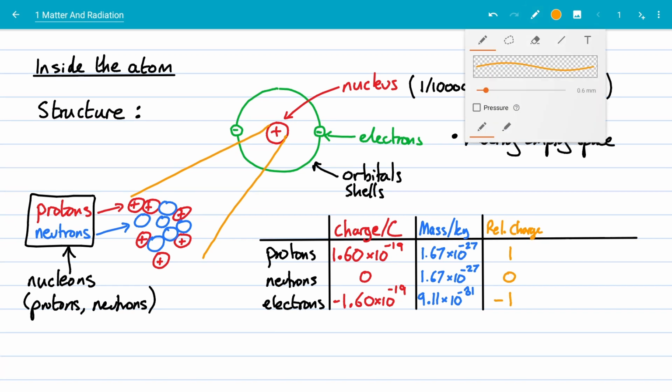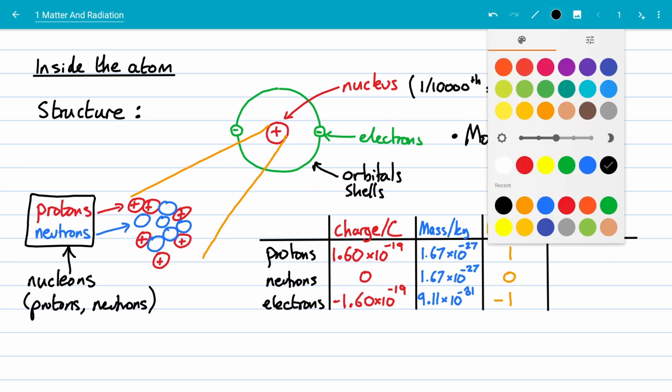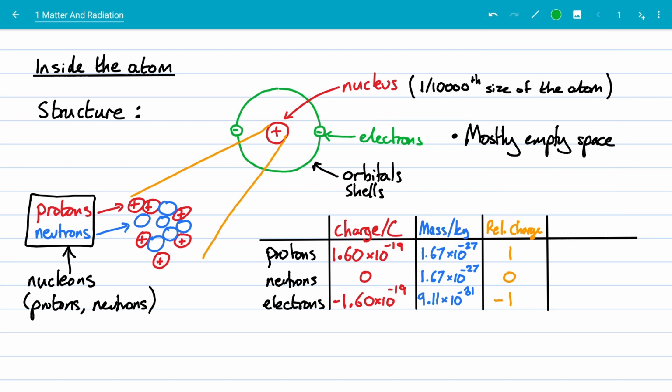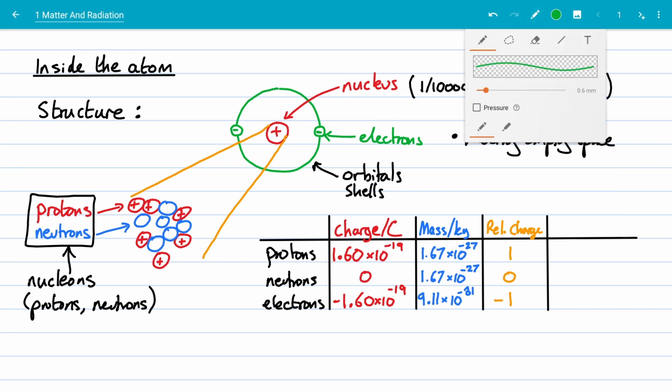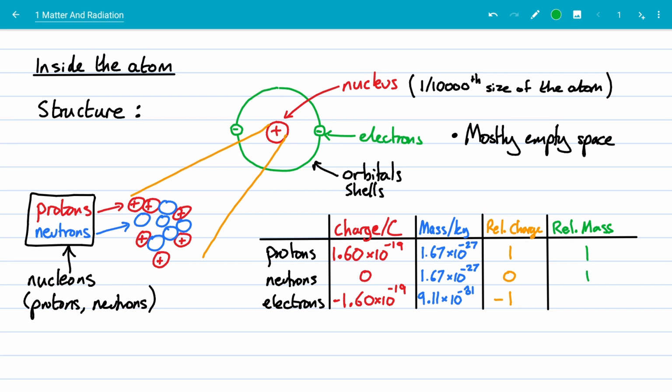That's still true, and it's still useful to know, because when we are trying to work out the charge of these particles, we look at the data sheet and we'll find the charge of the electron is written, but not the charge of the proton. So we'd have to know that the charge of the proton is the same magnitude as the charge of the electron. And relative mass, this is relative to the proton, so that's 1. Neutrons are a tiny bit more than 1.